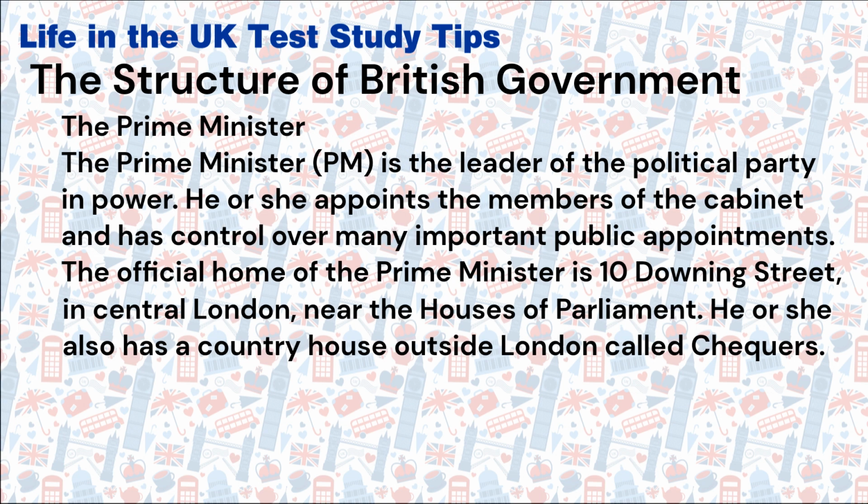The Prime Minister. The Prime Minister, PM, is the leader of the political party in power. He or she appoints the members of the cabinet and has control over many important public appointments. The official home of the Prime Minister is 10 Downing Street, in central London, near the Houses of Parliament. He or she also has a country house outside London called Chequers.